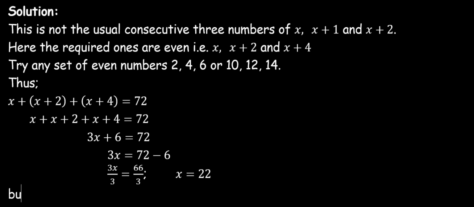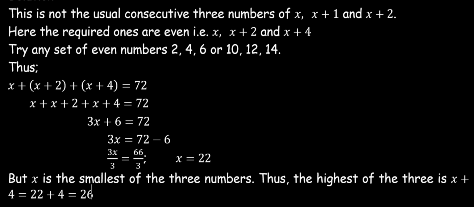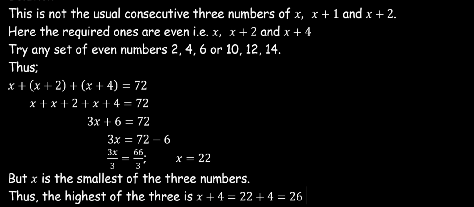But x is the smallest of the 3 numbers. Thus, the highest of the 3 numbers is x plus 4. Hence, we have our result.